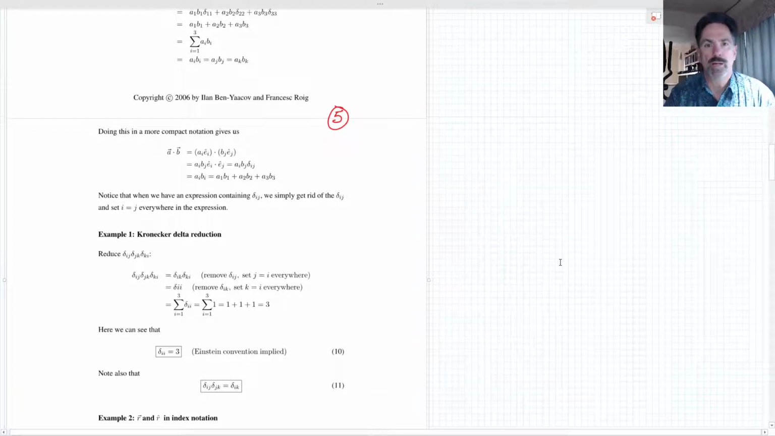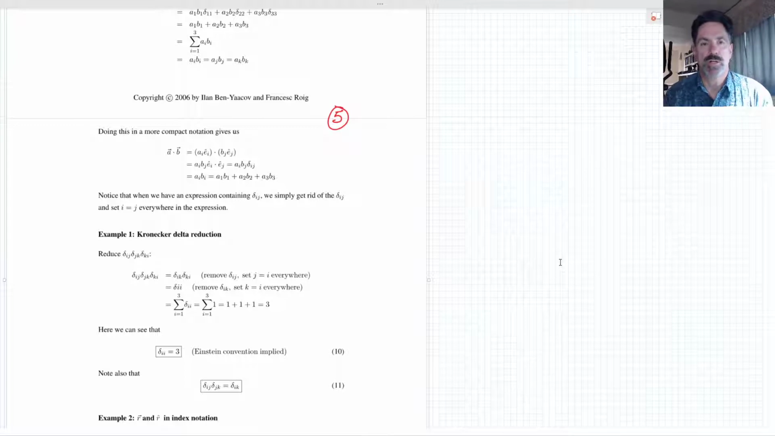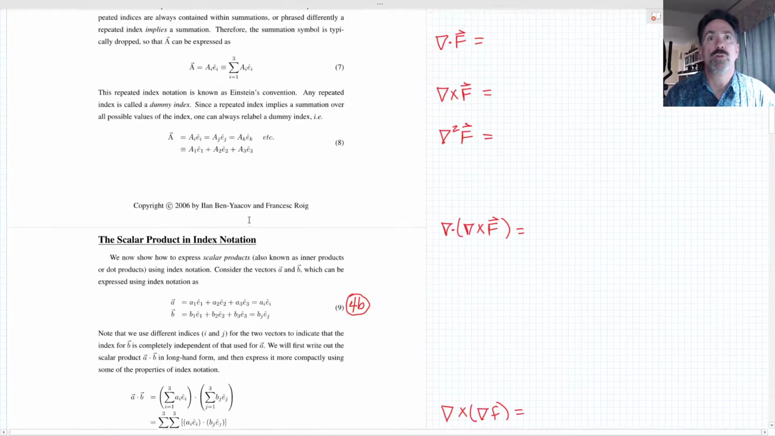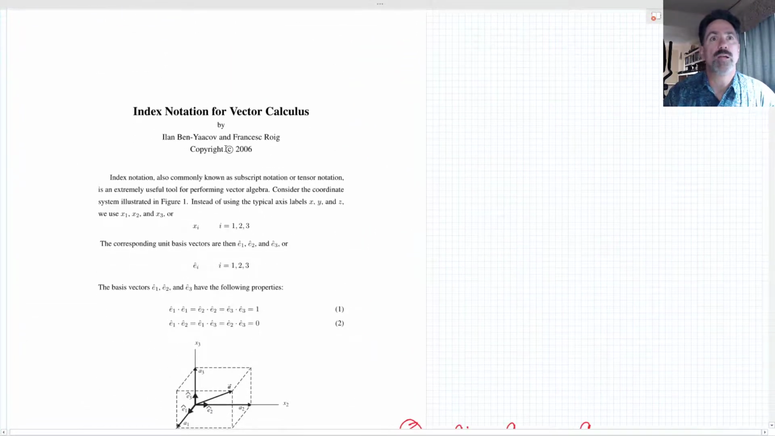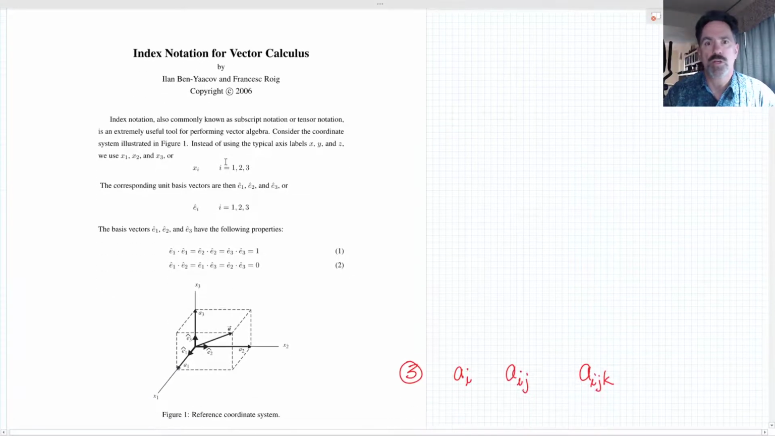Hi ladies and gentlemen, I just want to spend a little bit of time talking about the Einstein summation notation. I found a pretty good reference here, and let me scroll up. This is a work by Ben Yakov and Roig, dating back to 2006, which is just some conversation about the Einstein summation notation. So I just wanted to produce this.